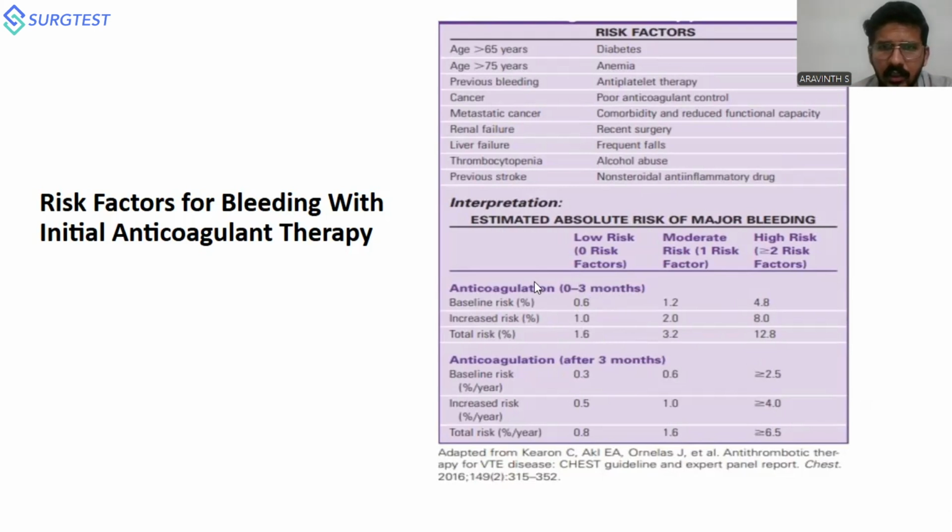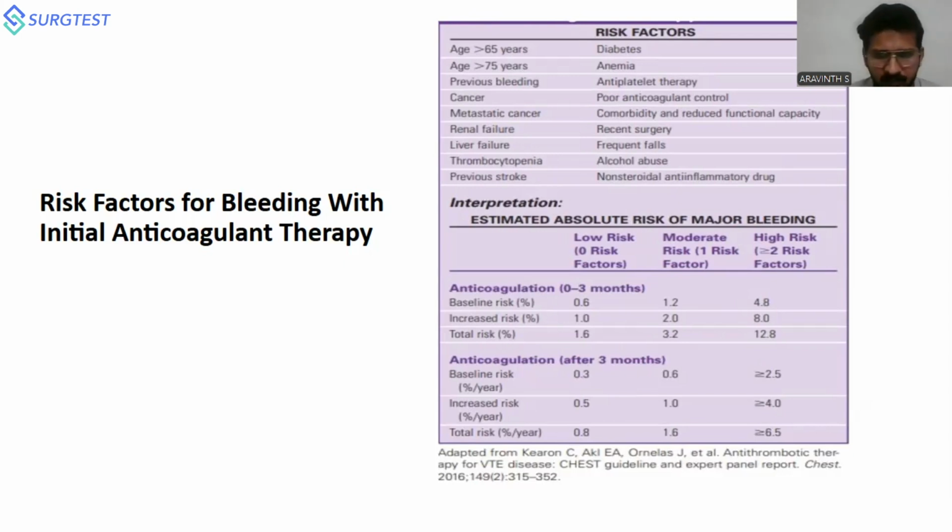Just look closely. Once you give anticoagulation for 0 to 3 months, after that your baseline risk slowly starts coming down. You look here, after 3 months of anticoagulation, from 0.6 it has come down to 0.3, from 1 it has come down to 0.5, and 1.6 has come down to 0.8. So everywhere it's getting halved. The risk at the initiation of anticoagulation, after 3 months, starts coming down. So with prolonged therapy, your risk of bleeding starts coming down. The maximum risk of bleeding is usually within the time of initiation of anticoagulant therapy.